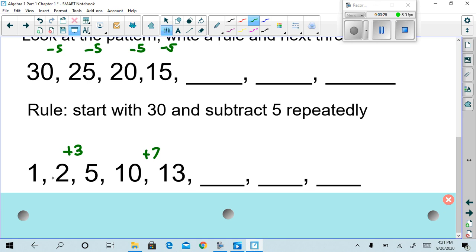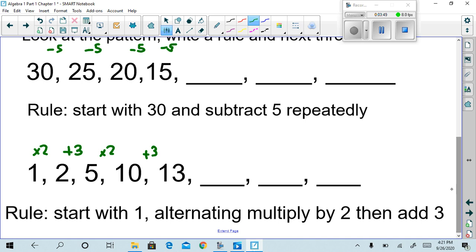If I add 1 here, the pattern doesn't make sense there, so I'm going to multiply by 2, add 3. Multiply by 2, add 3. Multiply by 2, add 3. And you keep that pattern going. Multiply by 2 and add 3. So if I look at the rule for that, that rule says starting with 1, alternate by multiplying by 2 and adding 3. Continue the pattern.